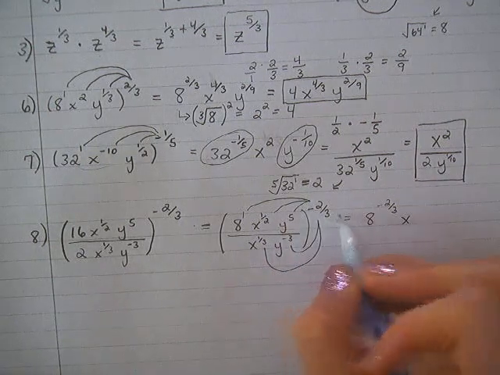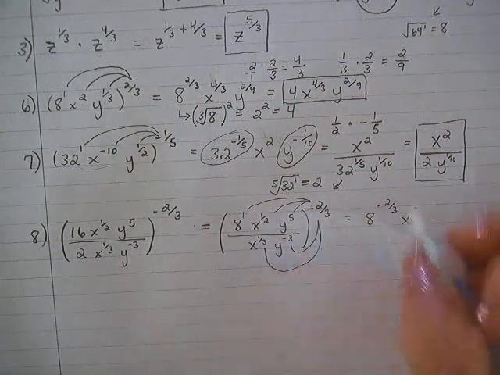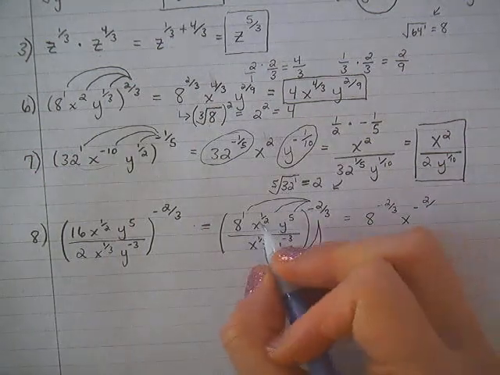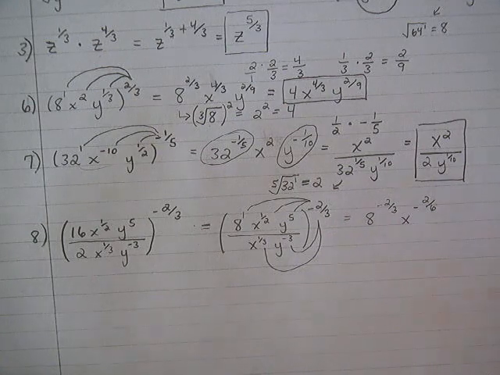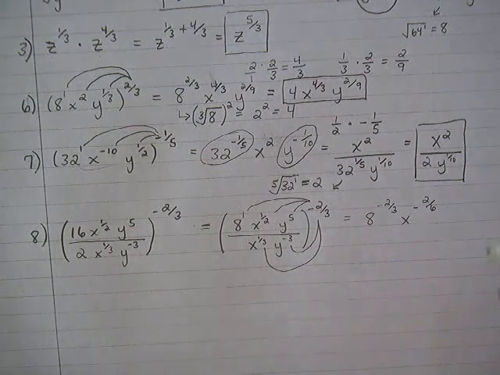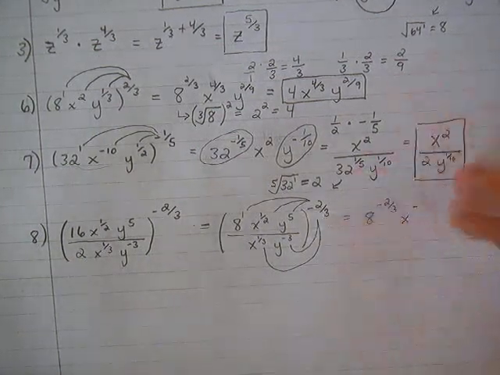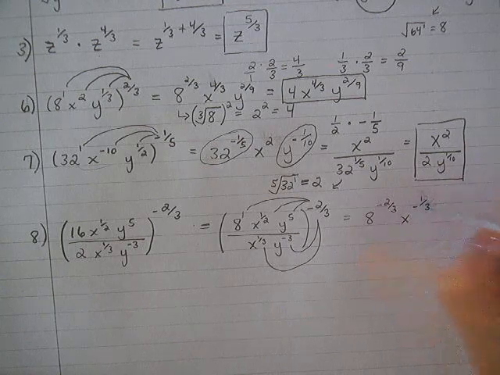1/2 times negative 2/3. Well, positive times a negative is a negative. 1 times 2 is 2, and then 2 times 3 is 6. Notice that will reduce. So if you want to go ahead and reduce it, 2 over 6 ends up being 1/3. So I'm going to go ahead and do that part.